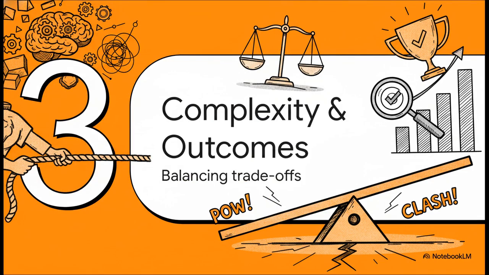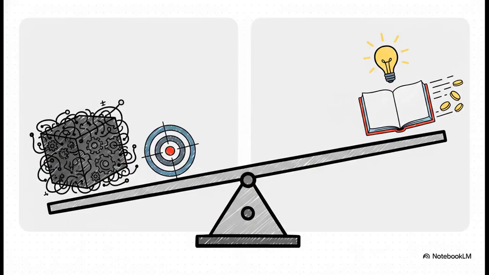Moving right along to Section 3, complexity and outcomes. But what happens when the job requirements clash? And this brilliantly illustrates a classic trade-off in machine learning. On one side, you have the desire for high accuracy. To get that, you often need highly flexible, incredibly complex models. But the trade-off? They're computationally expensive and way harder to interpret. They essentially become these mysterious black boxes.